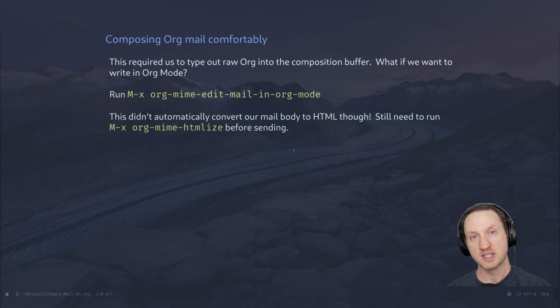It's much better to be able to write org mode syntax using the normal org mode and use the key bindings and the fontification, or at least the highlighting of the org text the way that you expect it to be in a normal org buffer. So there is a way to do that. There is a command called org-mime edit mail in org mode, which is a bit of a mouthful, but that will pop open a separate buffer that will allow you to edit the contents of the message using normal org mode so that you don't have to write it all yourself.